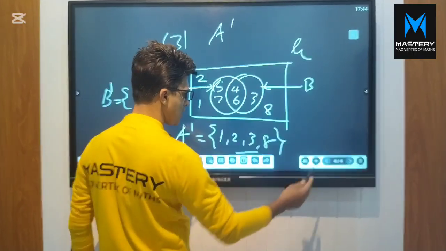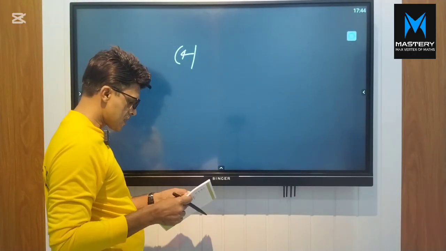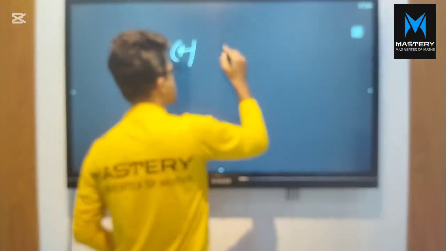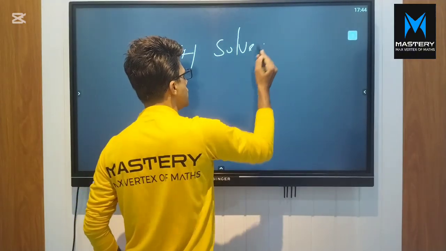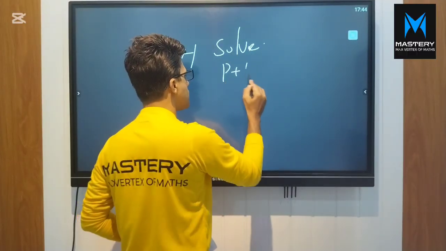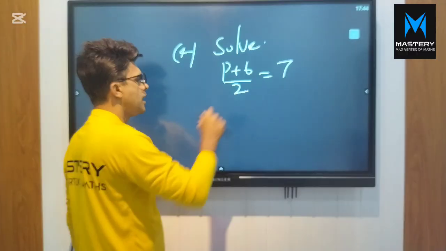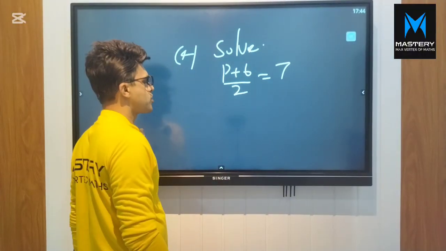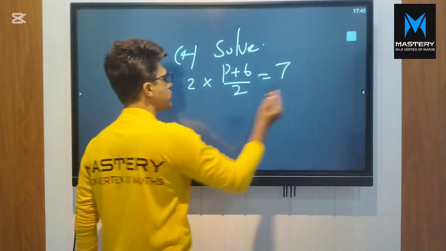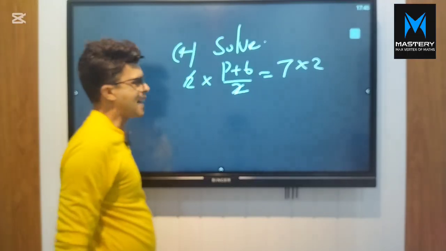Okay, the fourth question is: solve. You need to solve. So how can you solve this one? P plus 6 over 2 equals 7. Here you could see 2 in the denominator. Therefore, you could multiply both sides by 2, this side by 2, this side also by 2. Then 2 and 2 can be cancelled out.